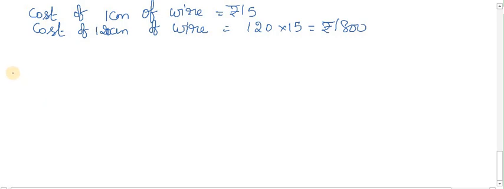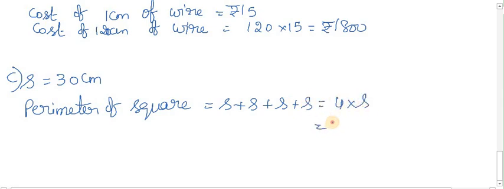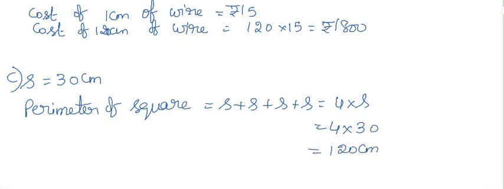And now we are going to find out the perimeter of a square. Square of side 30 centimeters. So perimeter of a square is equal to, in a square all sides are equal, so side plus side plus side plus side. We can also write this as 4 into side. So 4 into 30, 4 3s are 12, 120 centimeters. So again this is also 120 centimeters.